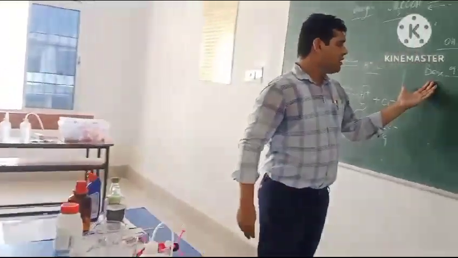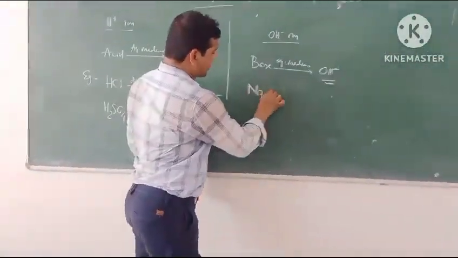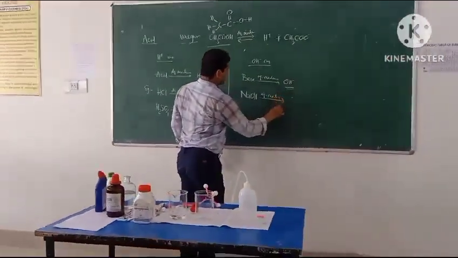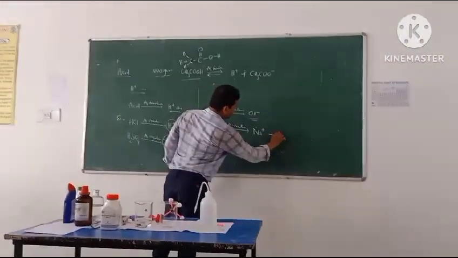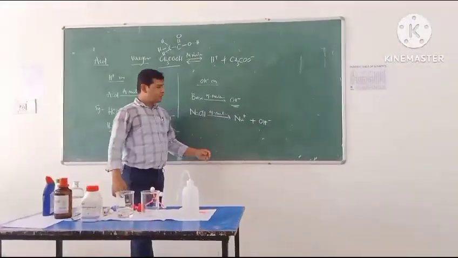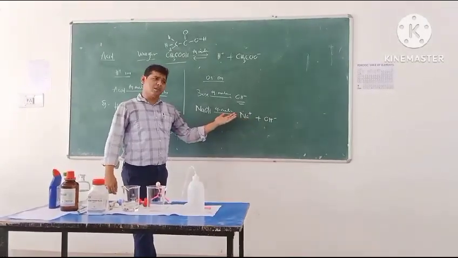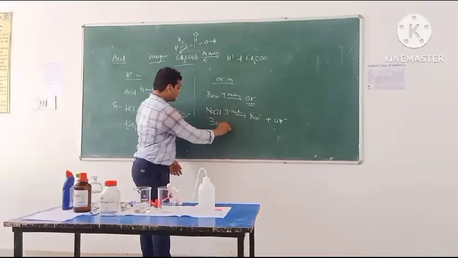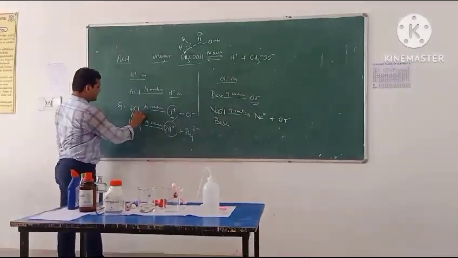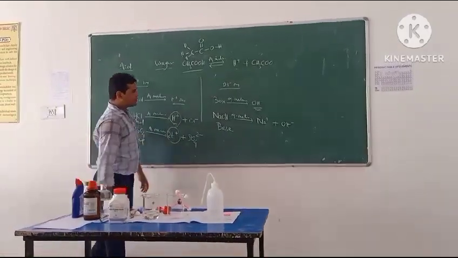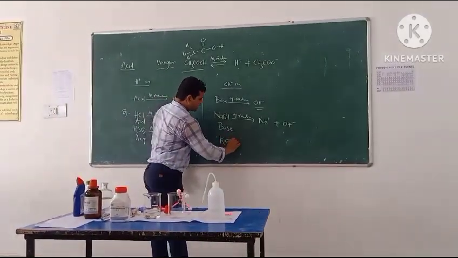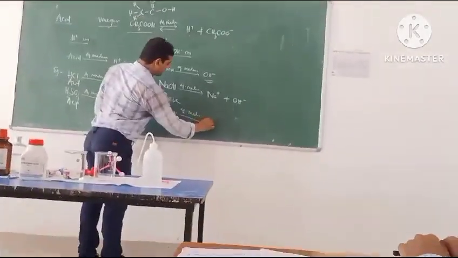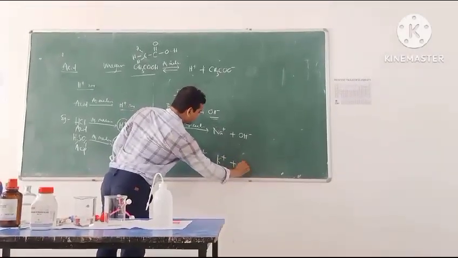Similarly, for a base, take an example, sodium hydroxide. NaOH in aqueous medium produces Na plus ion and OH minus ion. OH minus is called hydroxyl ion or hydroxide ion. This is a base and this is an acid. Similarly, take potassium hydroxide in aqueous medium; it produces K plus ion and OH minus ion.